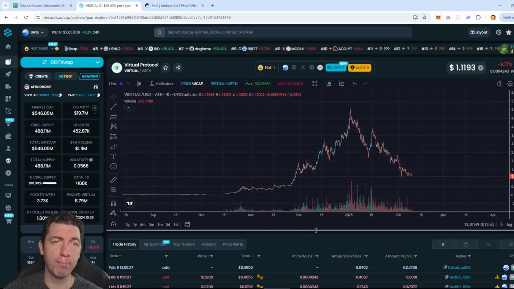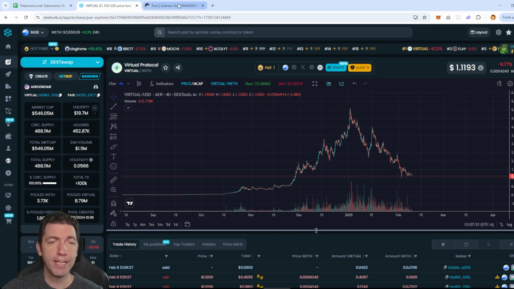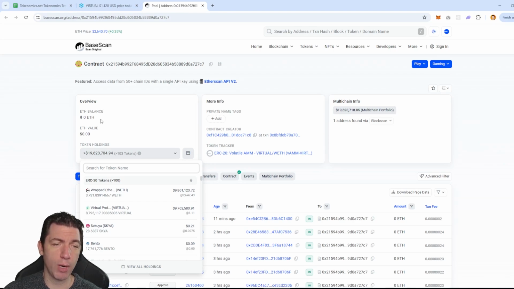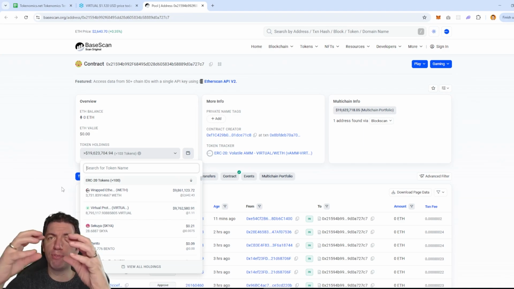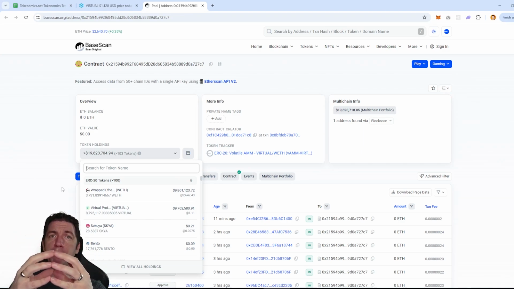If we want to buy, we put our wrapped ETH in. If we want to sell, we put our Virtual in and take our ETH out. And if I went ahead and looked at the liquidity pool, we can see in this example we have about $9.8 million of wrapped ETH inside of the pool. We also have about $9.8 million of the token. So these two things are sitting inside of this liquidity pool on Aerodrome.